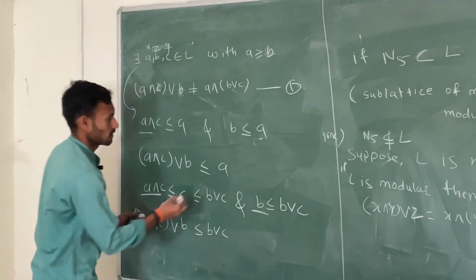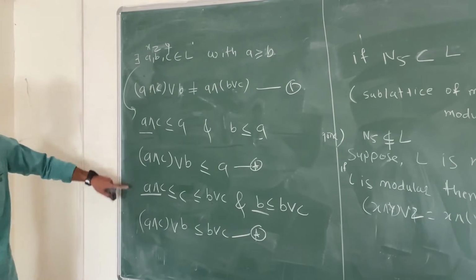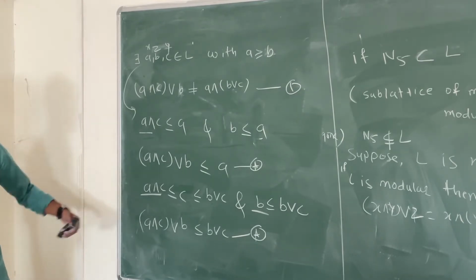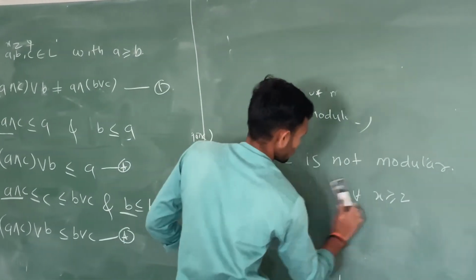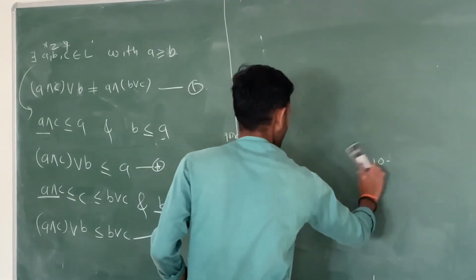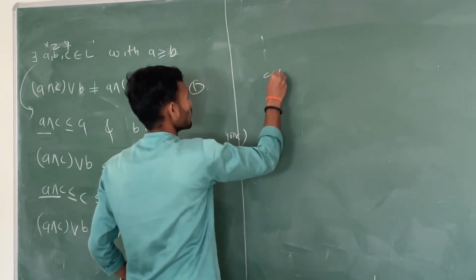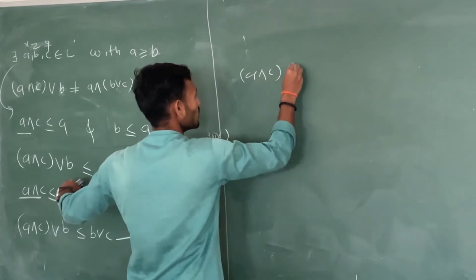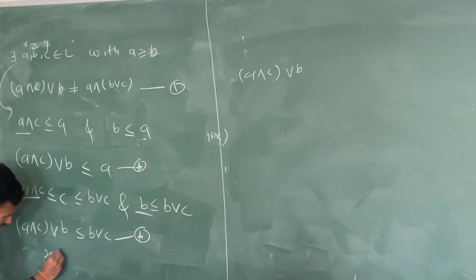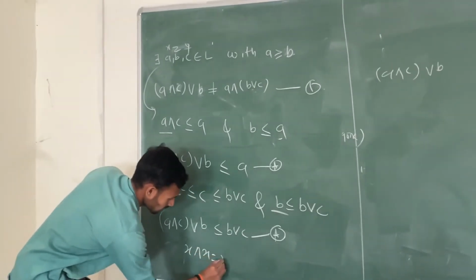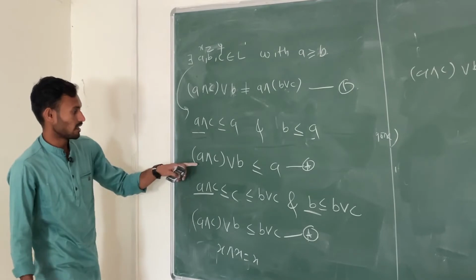So this star, this star. Take these two equations and meet. So what do we get? A meet C join with B, and meet again with this element, means X meet X. What is that? X. So this side is equal, the same. That's why I have directly taken it as A meet C join B.